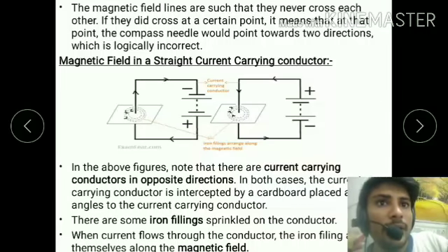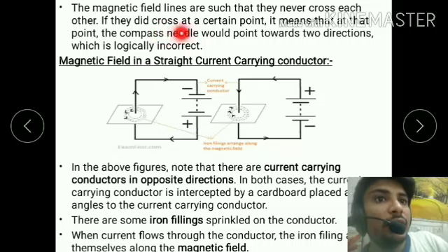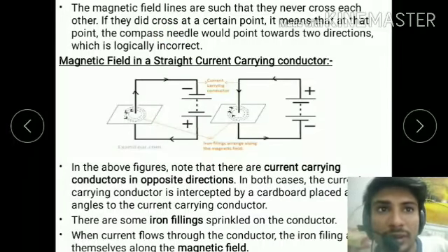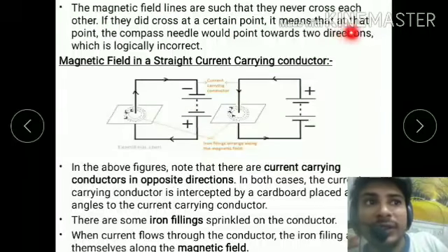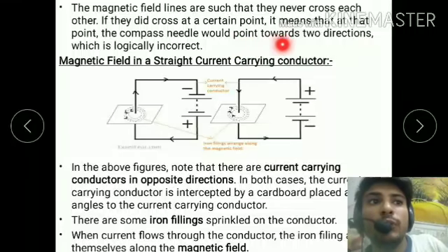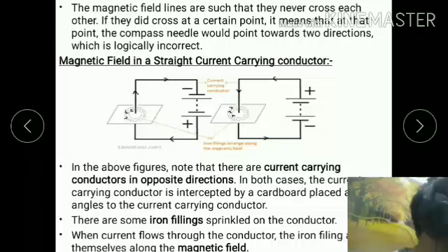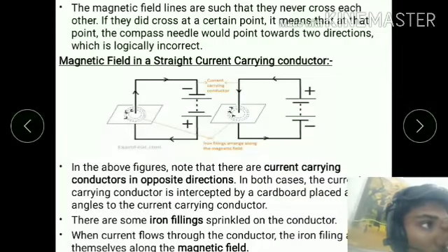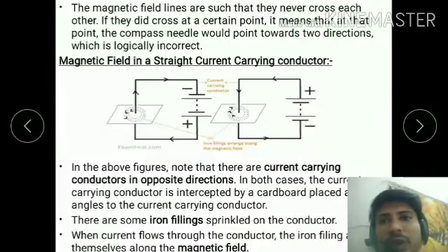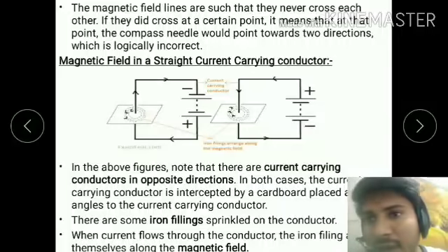Now, the magnetic field lines are such that they never cross each other. This is the most important point. If they crossed each other, at that point the compass needle would point towards two directions, which is logically incorrect. A compass shows one direction at a time, north, south, east, west. So magnetic lines never cross each other.